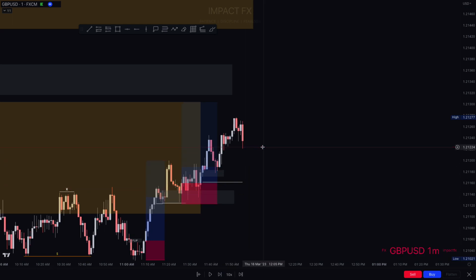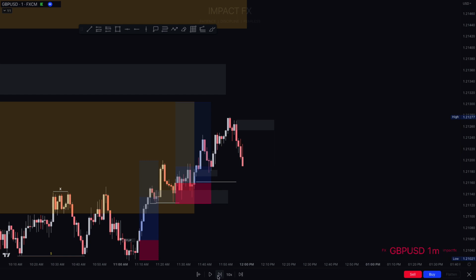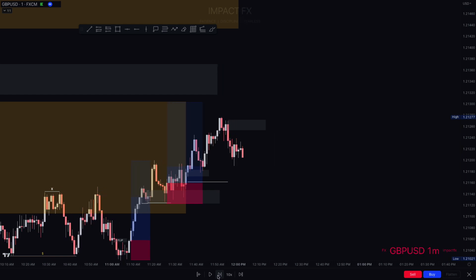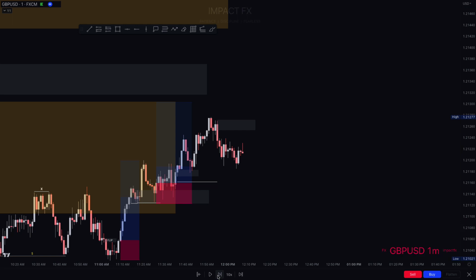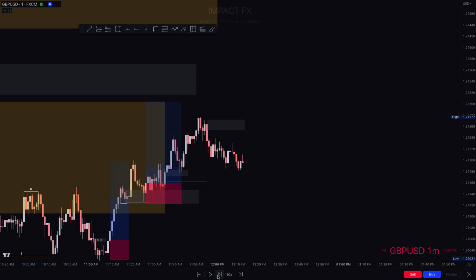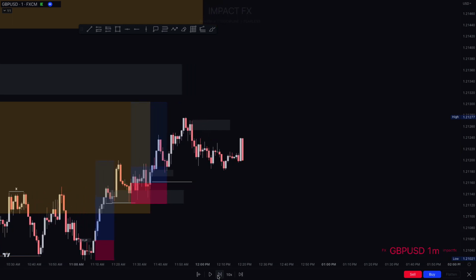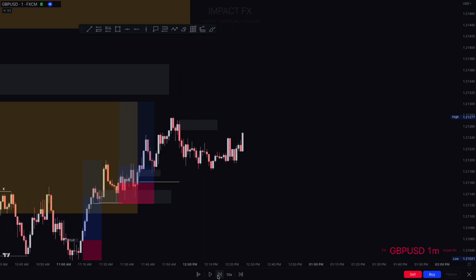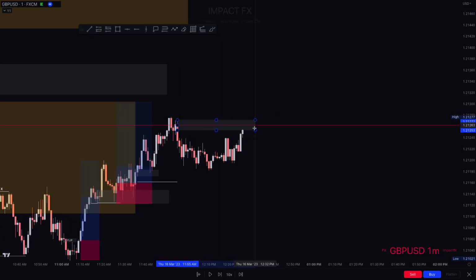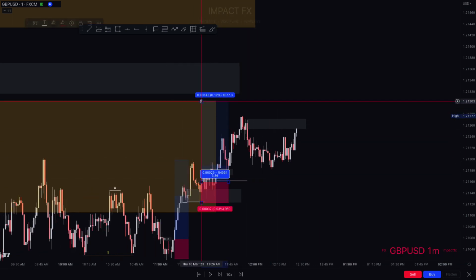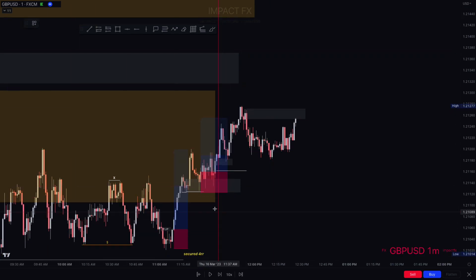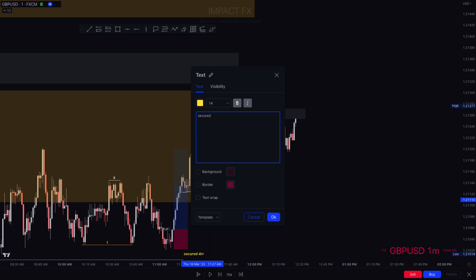Okay, so that broke internal structure. Okay, so if price comes back up here, guys, I might just close this trade. Might take us out BE. Okay, so price is retesting now this origin. I'm going to close this trade. Okay, so that's right here. That's 2.5R.